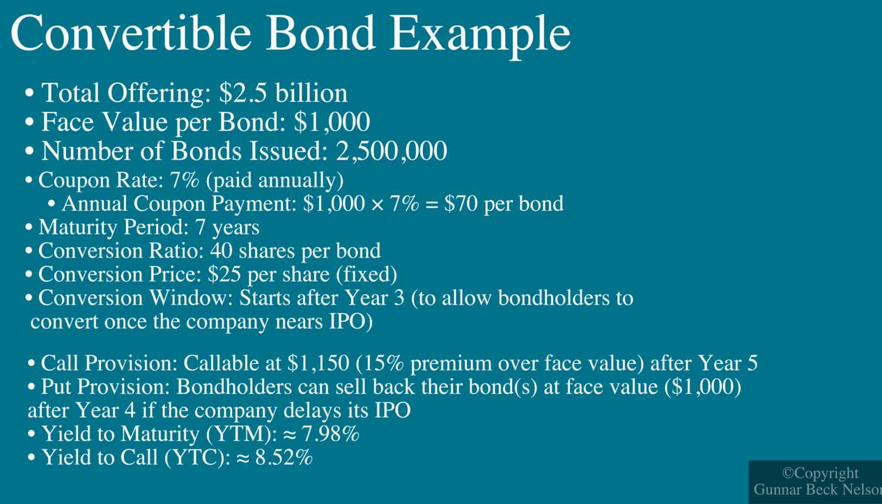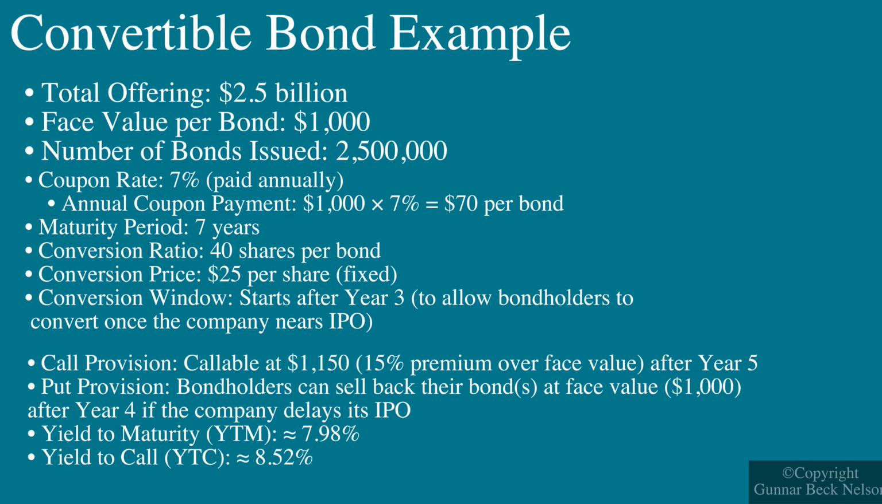During the seed and Series A rounds of financing, let's say the company issues a single bond worth $1,000 at face value. The convertible bond is indicated in this set structure. The total offering of capital the business is looking for is $2.5 billion. Face value per bond is $1,000, and the number of bonds issued would typically be about 2.5 million. The coupon rate, which would be paid annually or quarterly, would be an attractive rate to entice investors before conversion.